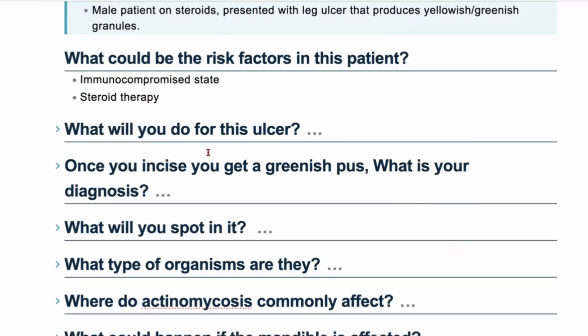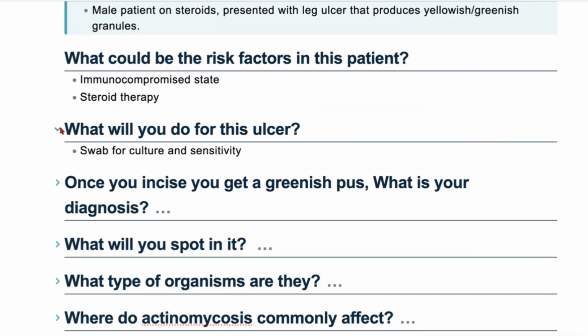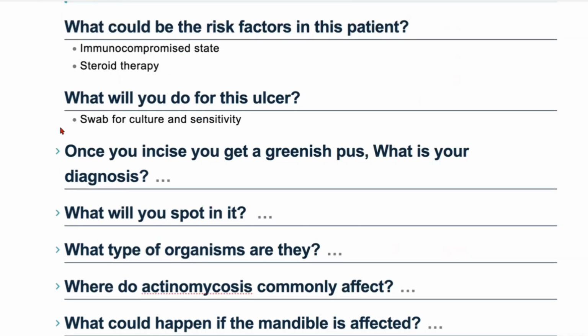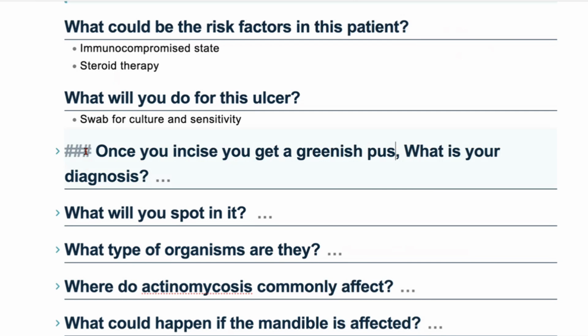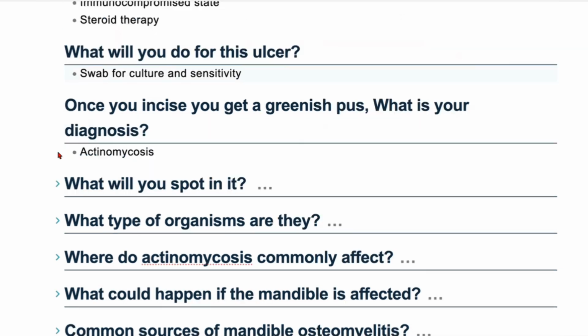What would you do for this ulcer? So for this ulcer, I'd like to take a wound swab for culture and sensitivity, and then await the wound swab results and contact microbiology to consider which antibiotics to put the patient on according to local trust protocol. As soon as you incise, you get greenish pus. What's your main diagnosis? So my main diagnosis here would be actinomycosis. And what will you spot in this? So typically you'll see yellow sulfur granules, which are pathognomonic.